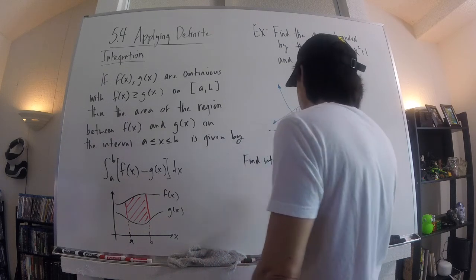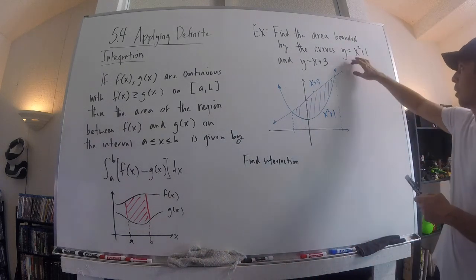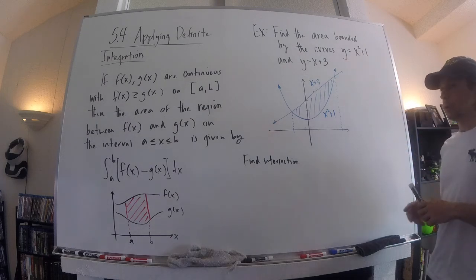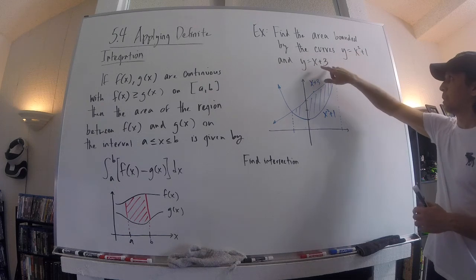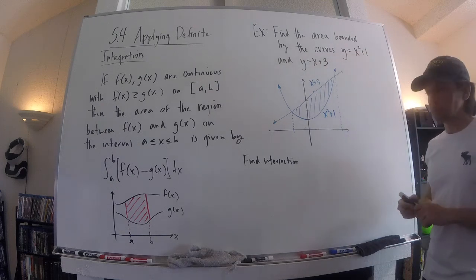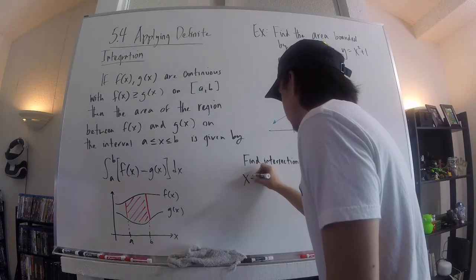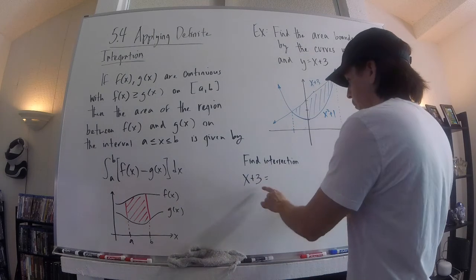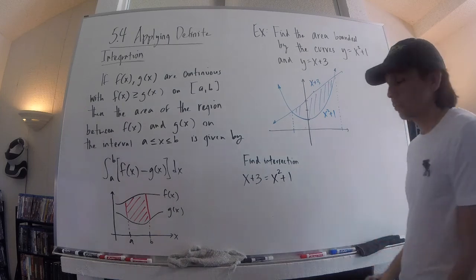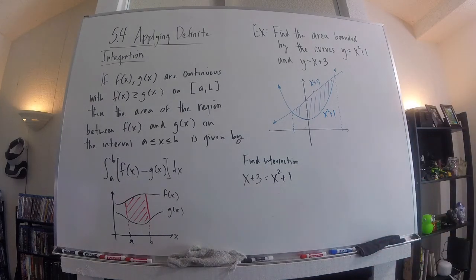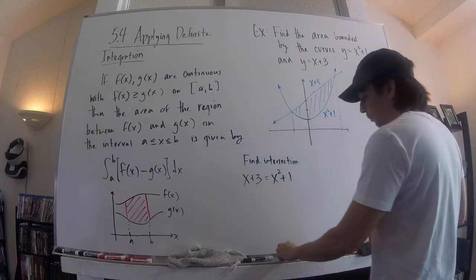And if you have conveniently your functions in the form of y is equal to, then you're looking for an x and a y pair that satisfy both, meaning those y should be equal, which means we're looking for something that makes x plus 3 equal to x squared plus 1. So we're going to set the equations equal to each other, and that's how we solve our intersection point.